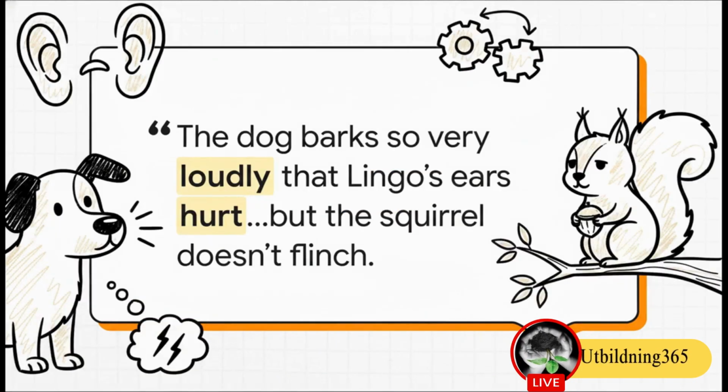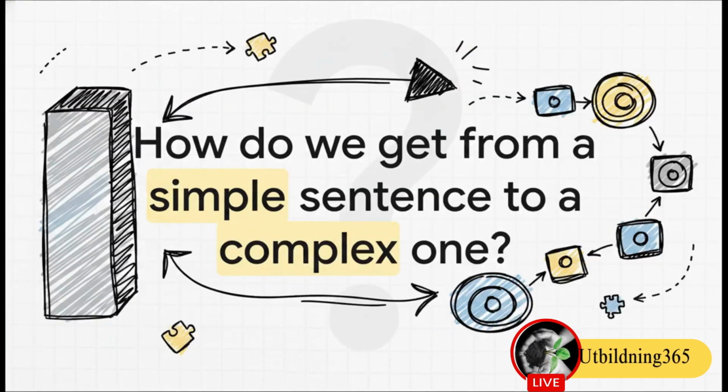But then you get a sentence like this. Whoa. Now this is packing in way more info. I mean, we still have the dog, right? But now we know its barking is so loud it actually hurts Lingo's ears. And get this, the squirrel doesn't even flinch. So how in the world do we get from that first simple sentence to this beast of a sentence?